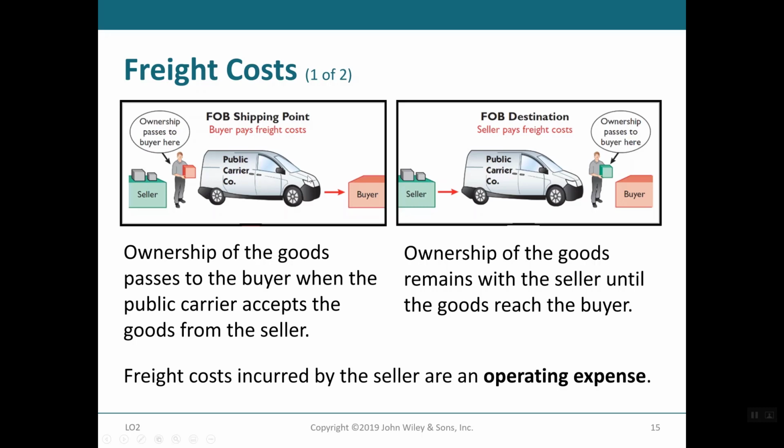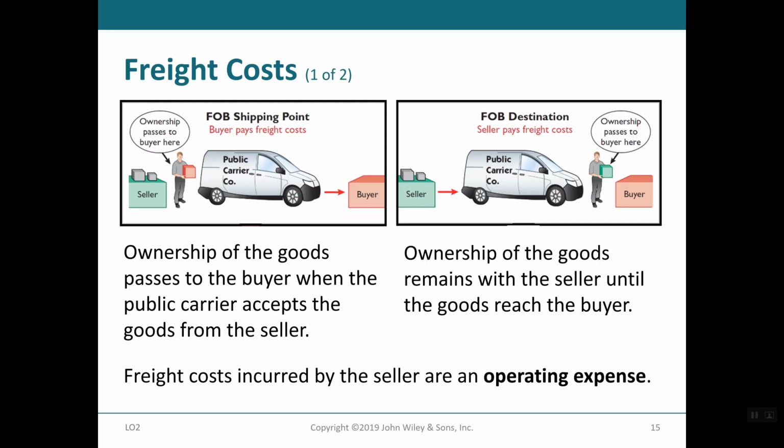If the buyer pays the freight cost, the ownership of the goods passes to the buyer the moment the public carrier accepts the goods from the seller. Now, for FOB destination, the seller pays for the freight. Ownership passes to the buyer when they receive the goods. So ownership of the goods remains with the seller until the goods reach the buyer. Okay? So I want us to let that sink into our minds.